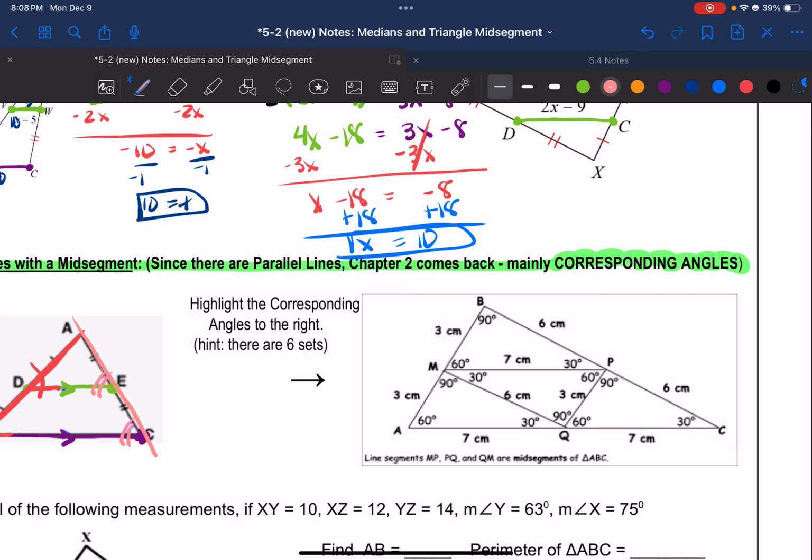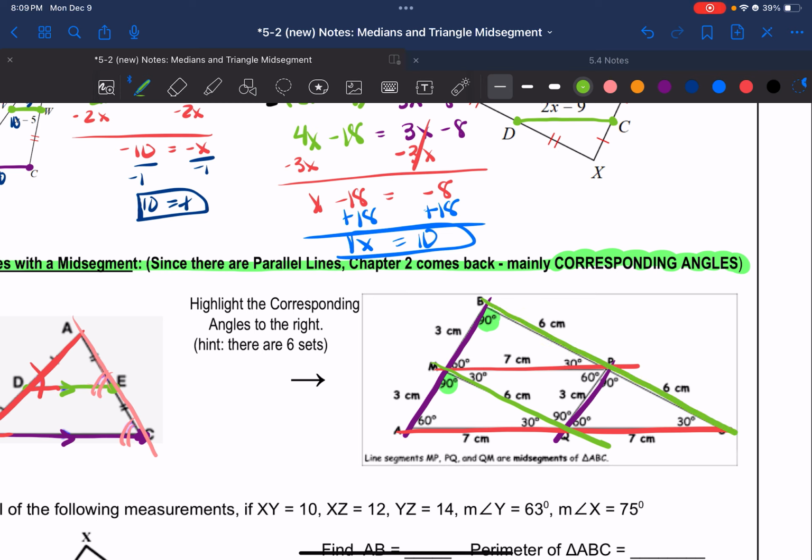So it says highlight corresponding angles to the right. Hint, there are 6 sets. So if I'm looking over here, I have corresponding angle 90 and 90, and we can see that those are corresponding because I have, let's use a different color, this line is parallel with this line, and then we have this line and this line, which are transversals and also parallel, and then we have our last little bit, this and here.